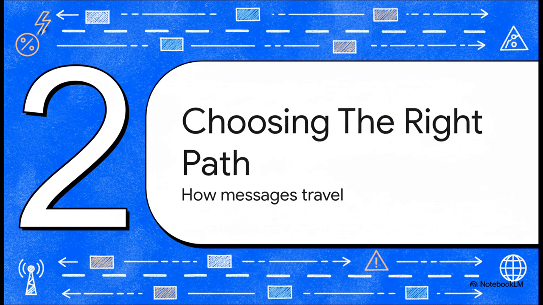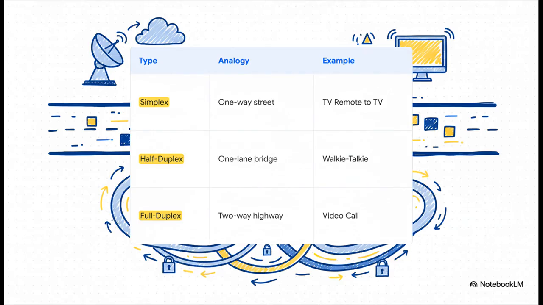Now, just like our real roads can be a one-way street or a huge highway, the paths for our data can also be different. Let's look at the 3 main types of traffic flow for our messages. As you can see, there are 3 main types. First, we have simplex, which is like a one-way street. Data only flows in one direction, like from your TV remote to the TV. The TV doesn't send anything back, right?